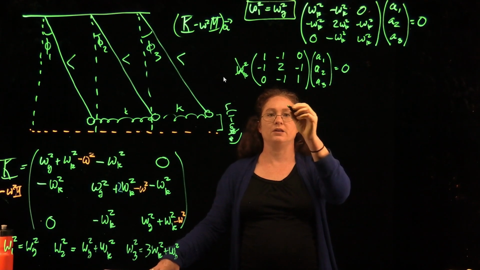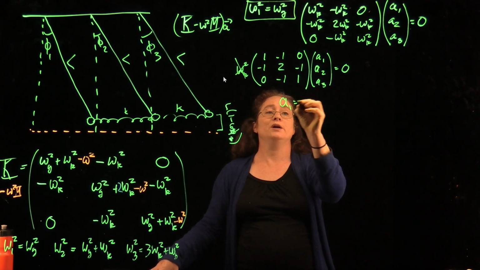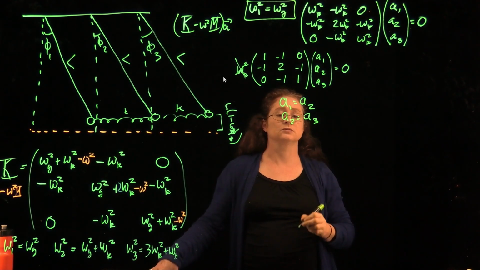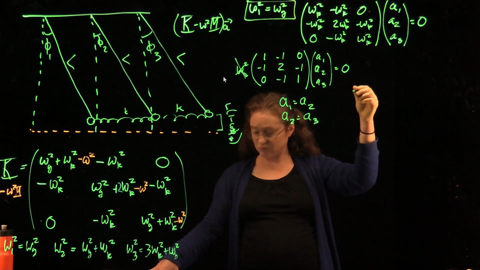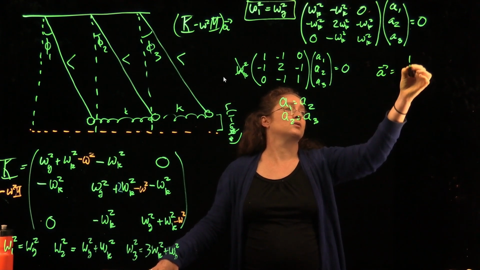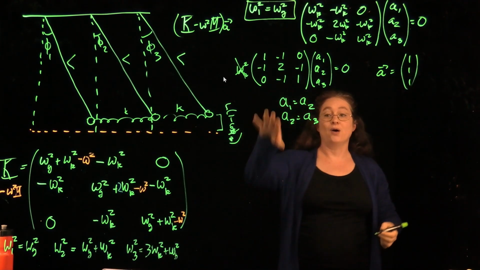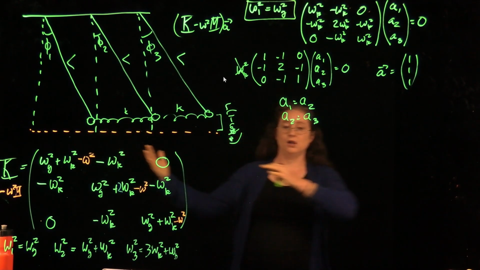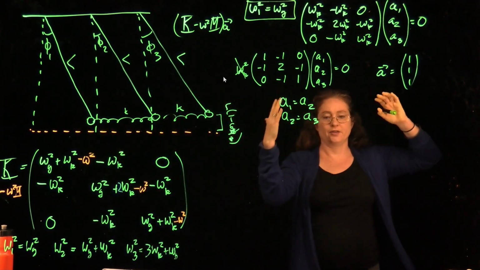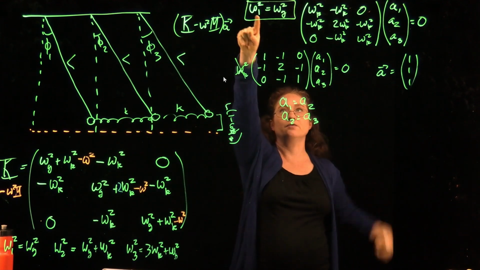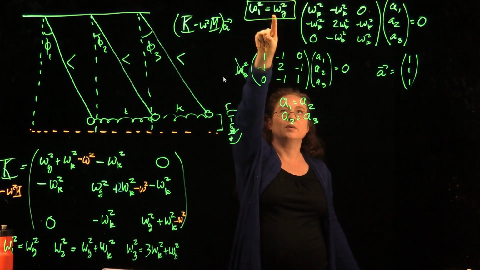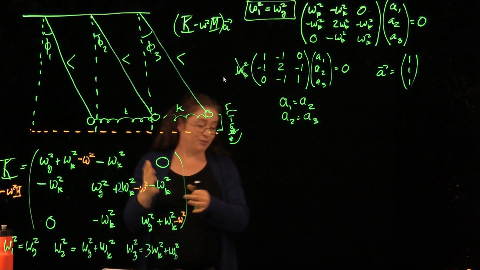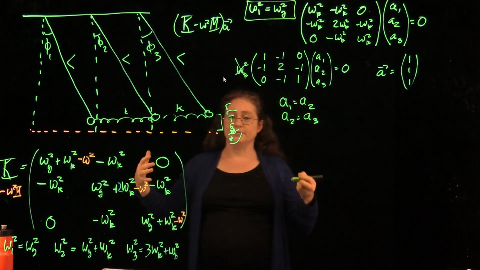And then we get the first equation is a1 equals a2. The last equation is a2 equals a3. So we get a is 1, 1, 1. Now, I can choose this up to a scale, so this is what I choose. What this means is that all of the pendulums are moving together. So there's no dependence of the frequency on omega k, because the springs are not compressed and the springs are not stretched.